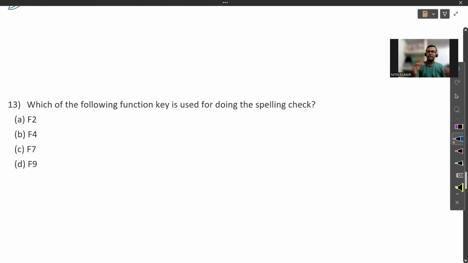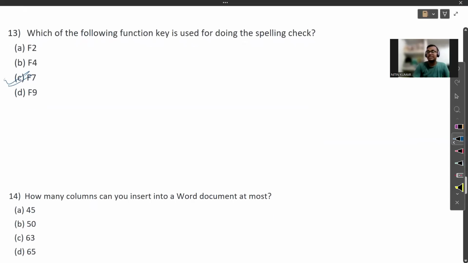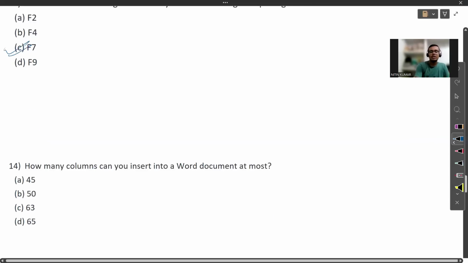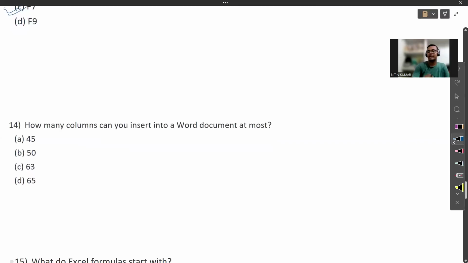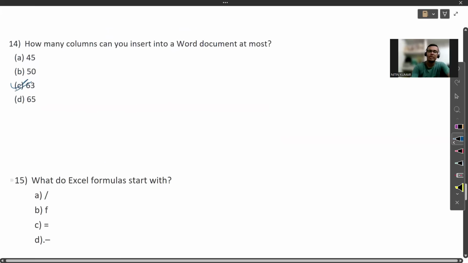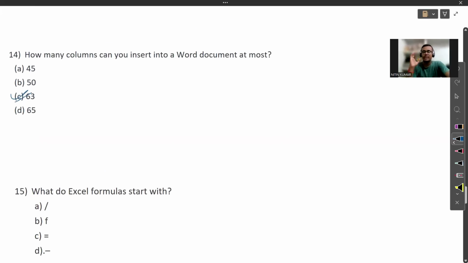Now the next question is again something you have to remember only: which of the following function keys is used to do the spelling check? The correct answer is F7. In MS Word, F7 is used to do the spelling check. Now, how many columns can you insert in a Word document at most? I am skipping these questions quickly because you have to remember these things only; there is no logic behind it. The answer is 63, the maximum number of columns you can insert in a Word document.